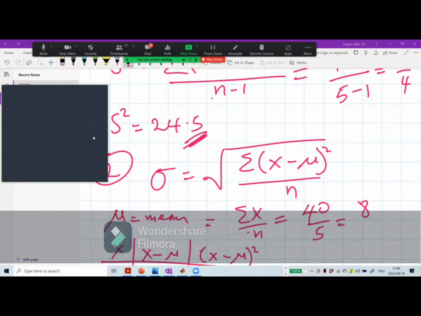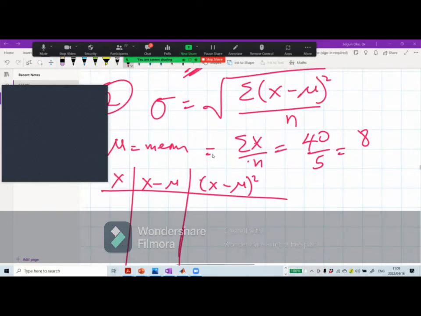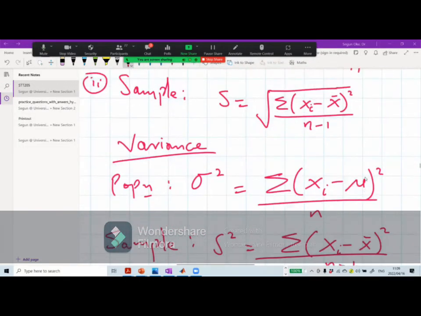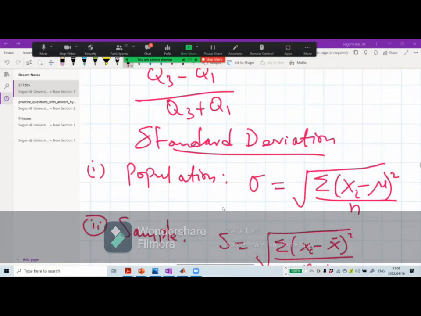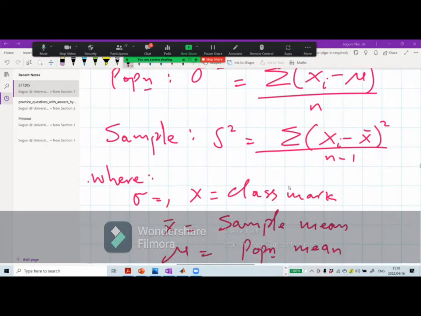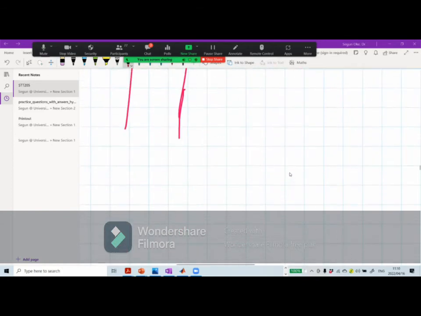Sir, sorry, this last formula you gave us is for which one? It's for the one I defined above. It's the same formula here. Have you seen it now? Yes. Okay. It's for population. You see population standard deviation, and population variance. Are you okay now? Yes, sir. Thank you.